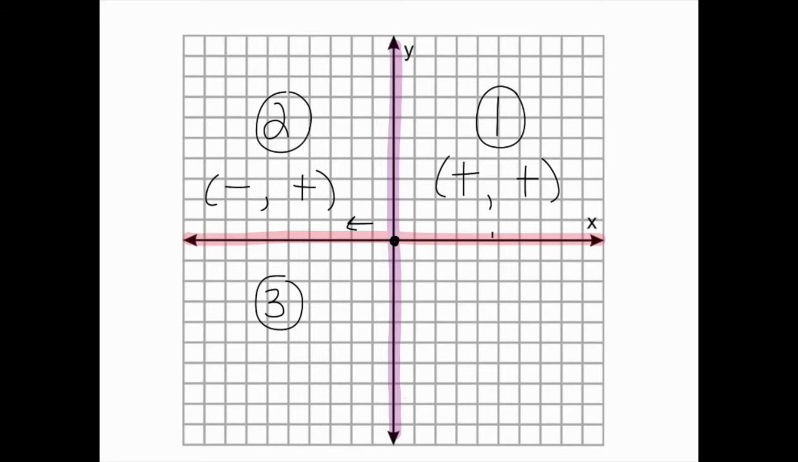In quadrant 3, all values are negative. So because it is to the left of the origin and below the origin, we're going to have negative x and y values. Quadrant 4, all the x values are going to be positive because it's to the right of that origin, but y values, because it's below the origin, are going to be negative.